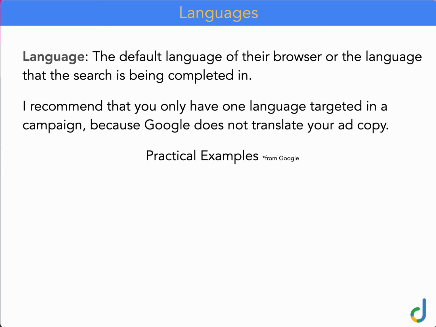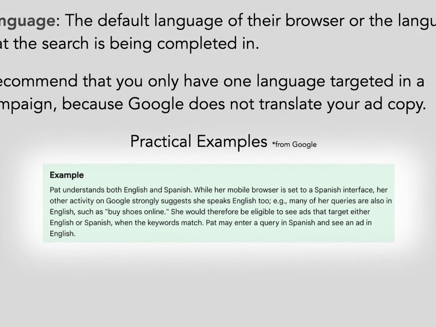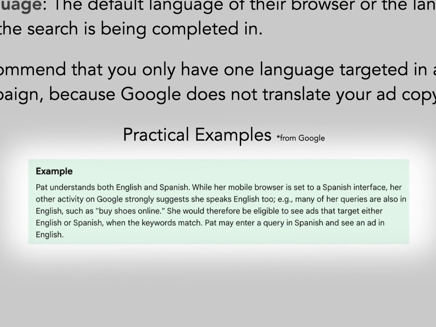Now, these are two practical examples, and once again, they're directly from Google. So the first one is Pat understands both English and Spanish. While her mobile browser is set to Spanish, her other activity on Google strongly suggests she speaks English too, and many of her search queries are also in English, such as buy shoes online. She would therefore be eligible to see ads that target either English or Spanish when the keywords match. So what they're saying in that case though is that she may enter a query in Spanish but see an ad in English, and that really comes down to the previous history.